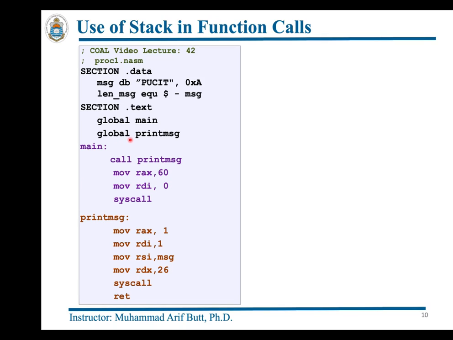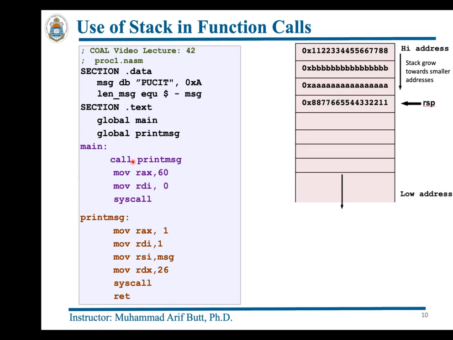Making the print message function global is optional. So if you don't write this line over here, even then this program will successfully assemble and link and execute. However, if you think that this print message function will be called from another source file, only then declare it with global directive. And then you can call it from the other source file by first using the extern directive. Okay, let me come back to the call instruction over here.